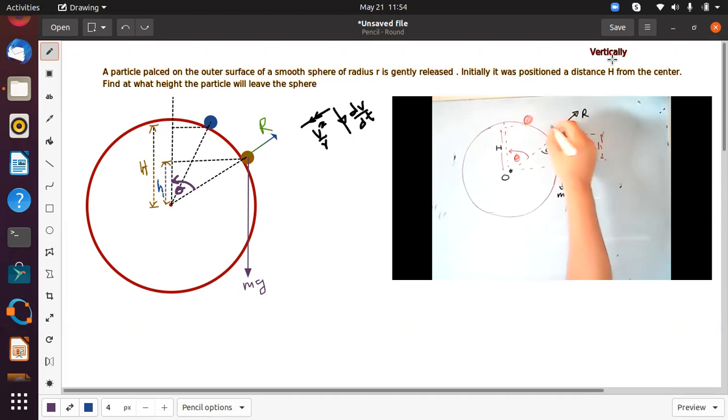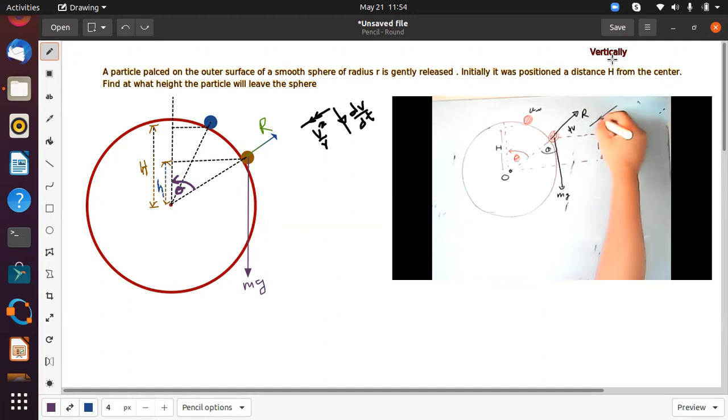At this point, let's say that when it is released initially, gently released, that means the particle's initial velocity is 0. Then it will acquire a certain velocity when it arrives at this position. Let's call it v. So towards the center, you will have v squared over r, the centripetal acceleration. Along the tangent, you have dv by dt. We have derived this dv by dt.